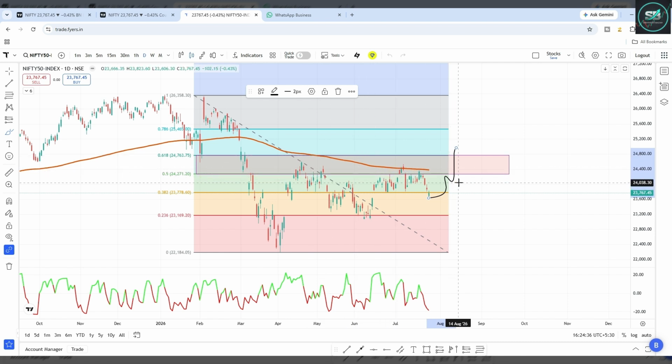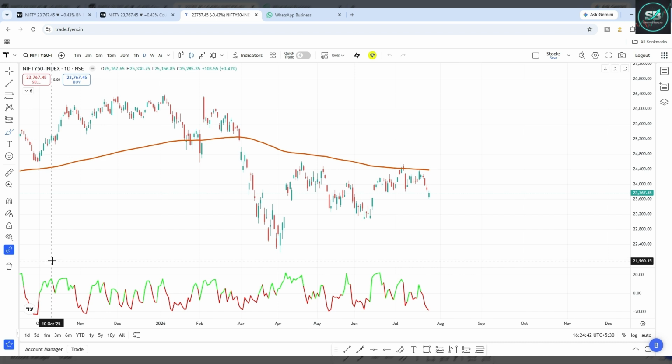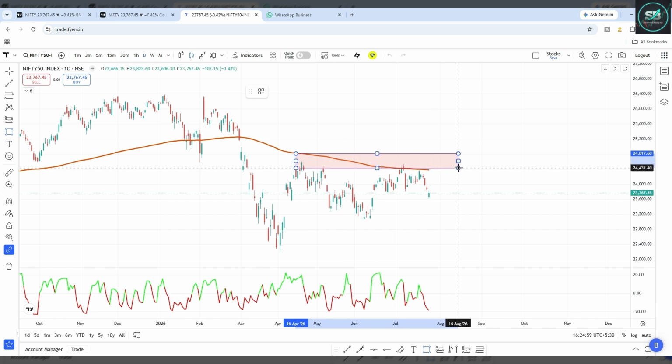Now about the support, let's discuss the support with the same simple fib concept. So now we have drawn fib from high to low. This is one swing. Within this you have another swing from low to high, where the price was rejecting continuously at this 0.5 0.618 zone. This was the resistance.